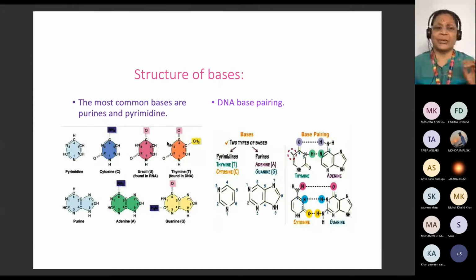Now the structure of bases. We have 2 types of bases: one is purine bases and the other is pyrimidine bases. You all know pyridine, correct? If benzene has a nitrogen, we call it pyridine. If you have one more nitrogen at the third position, we call it pyrimidine, correct? So now this is the pyrimidine structure.